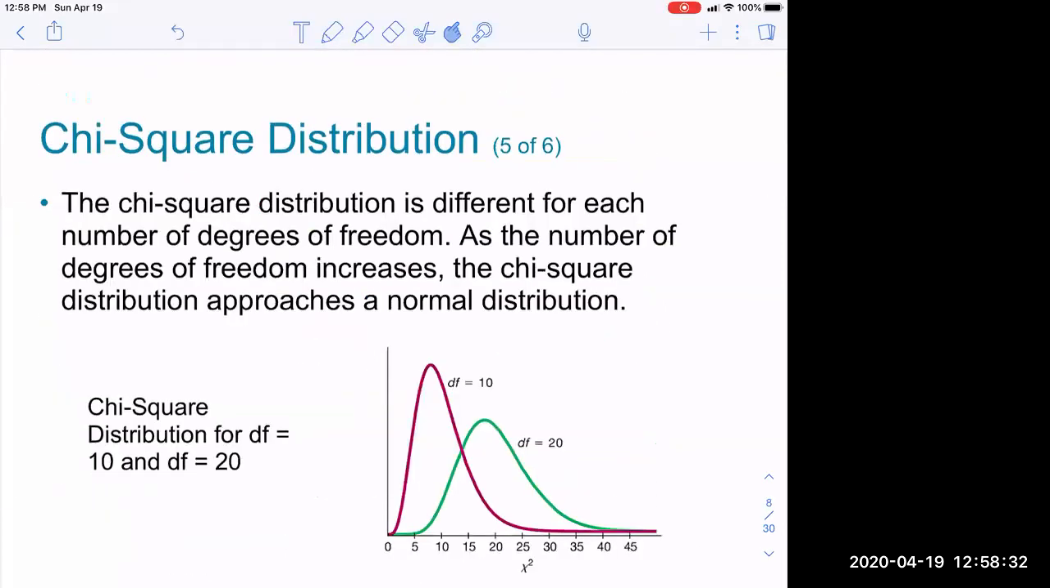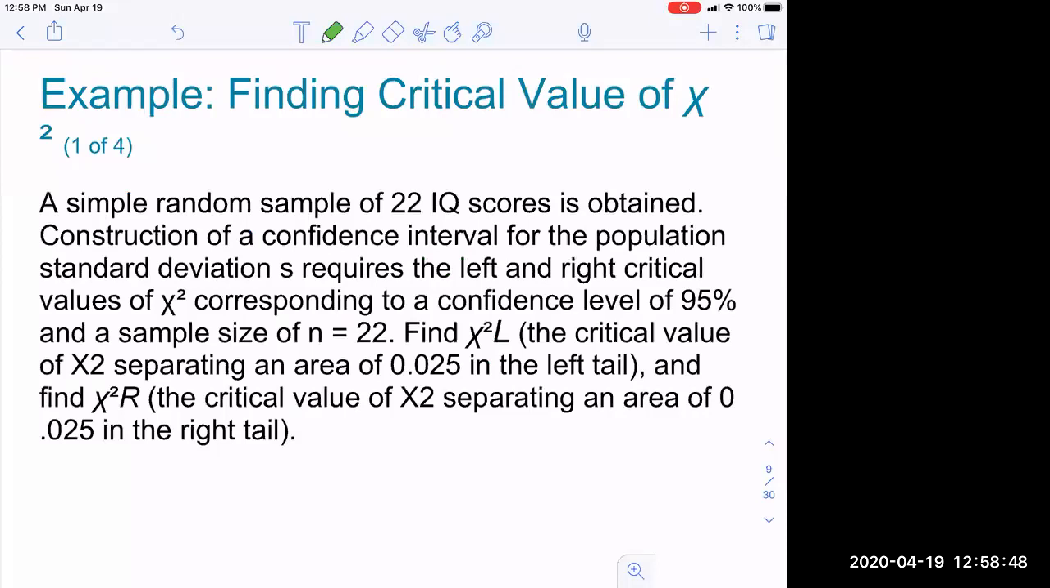There's just one thing more: degrees of freedom again. Just like with the t-score, chi-square depends on the degrees of freedom. The larger the sample size, the closer it gets to a normal distribution. So, random sample, 22 IQ scores. Degrees of freedom is 21, subtract 1. Our confidence interval is 95%, so we have to find that chi-squared left and chi-squared right.